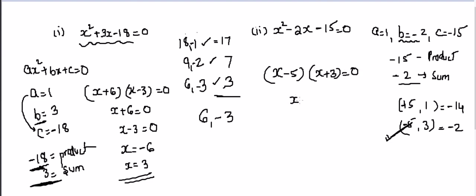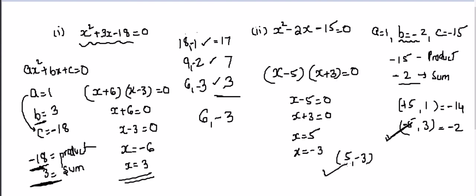Now equate them to 0. So x minus 5 equals 0 and x plus 3 equals 0. From here I'll get x equals 5 and x equals minus 3. So my answer is 5, minus 3. This is how we can solve quadratics.